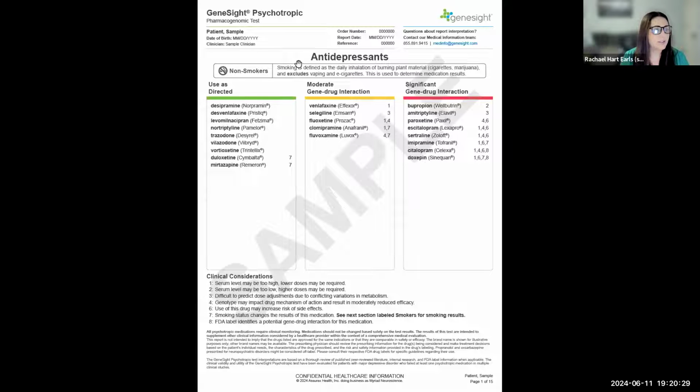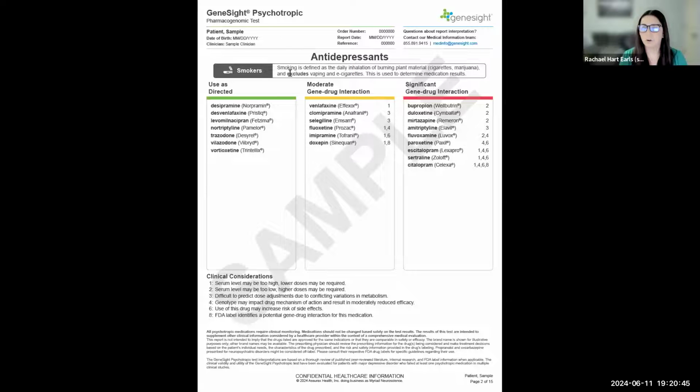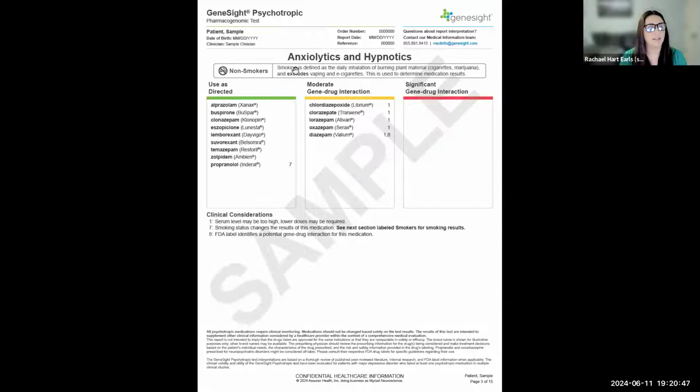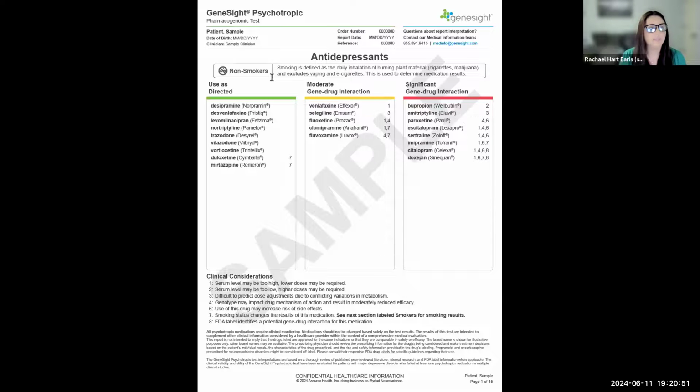So you'll notice that on 3 of the classes of drugs on the GeneSight report, the antidepressants, anxiolytics and hypnotics, and antipsychotics now have 2 pages on them. Page 1, there's this big box here that's labeled non-smoker, and then there is a smoker version. Same thing with anxiolytics and hypnotics, non-smoker, smoker, and the same for antipsychotics. And I want to explain why that is the case.